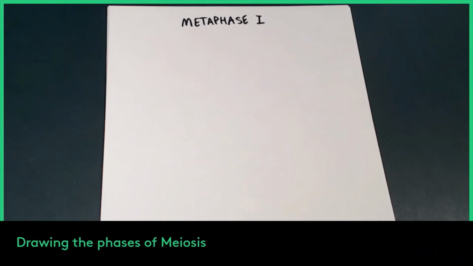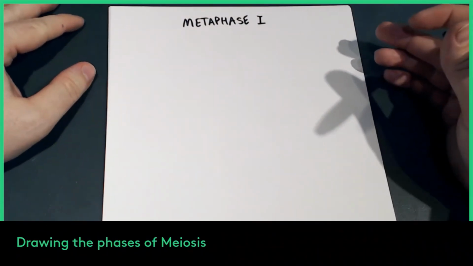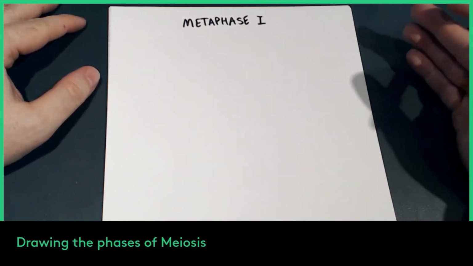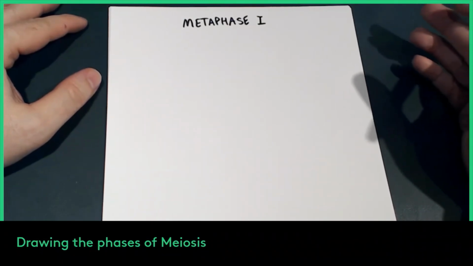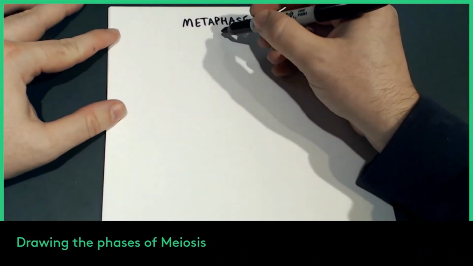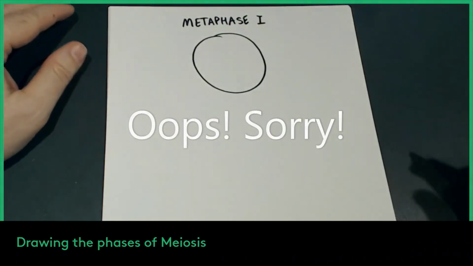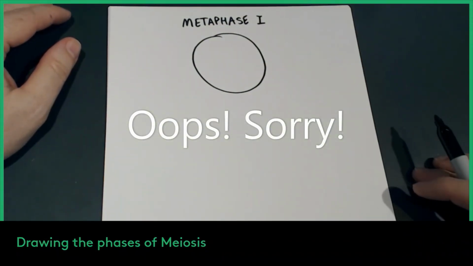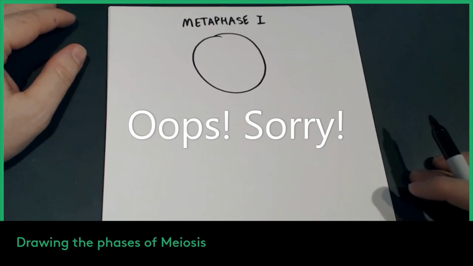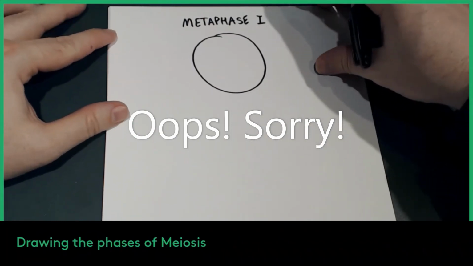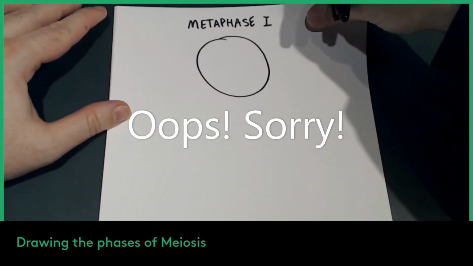Okay, so here we go. We're going to now draw metaphase I. And if you remember from mitosis, the chromosomes lined up down the middle along the metaphase plate. Super similar here. Okay, but there's something very important happening. All right, so here's a metaphase cell. Okay, and actually, you know what? Maybe we'll draw that a little bit bigger so you can see it a little better.